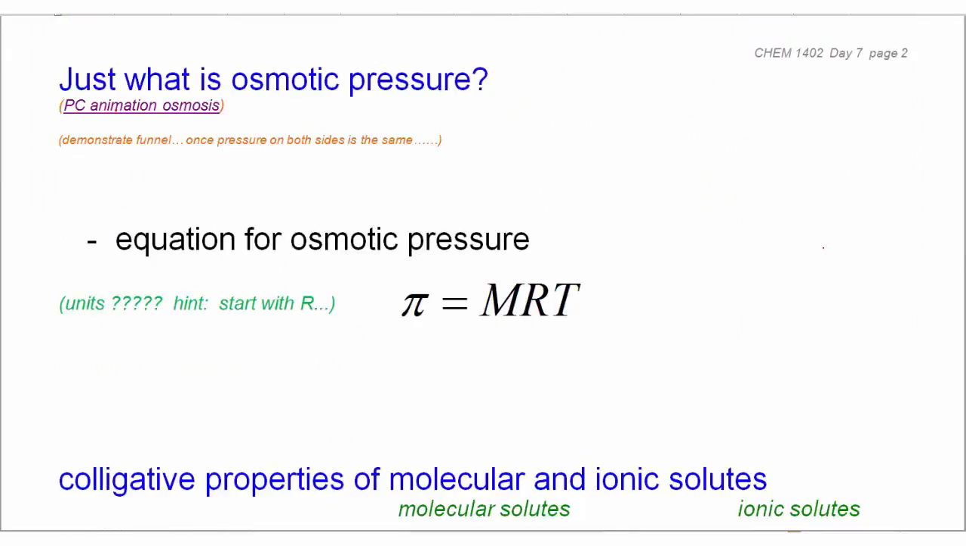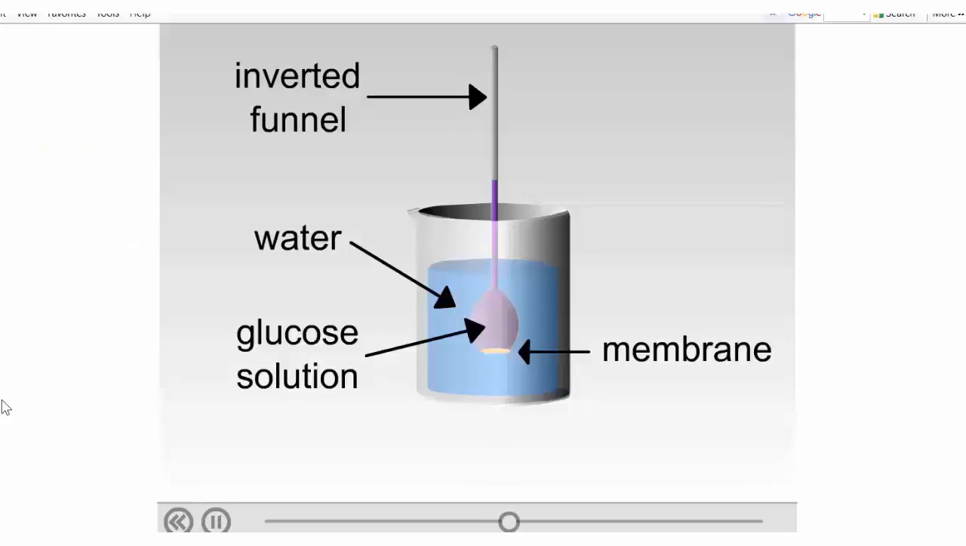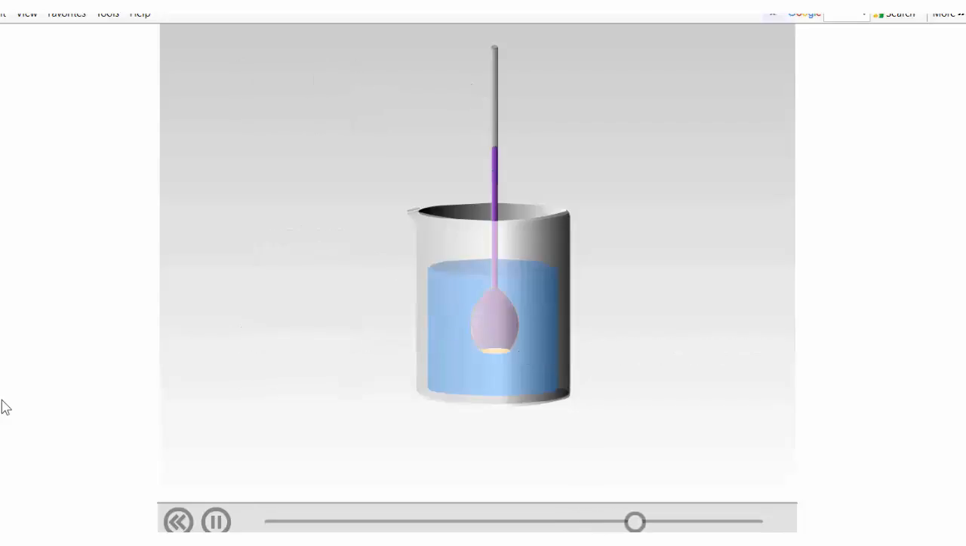Just what is osmosis? A concentrated glucose solution is added to an inverted funnel with a semi-permeable membrane, and the funnel is placed in a beaker of pure water. Water flows from the beaker into the funnel. The upward flow of solvent stops when the pressure of the solution above the membrane equals the osmotic pressure, pi.